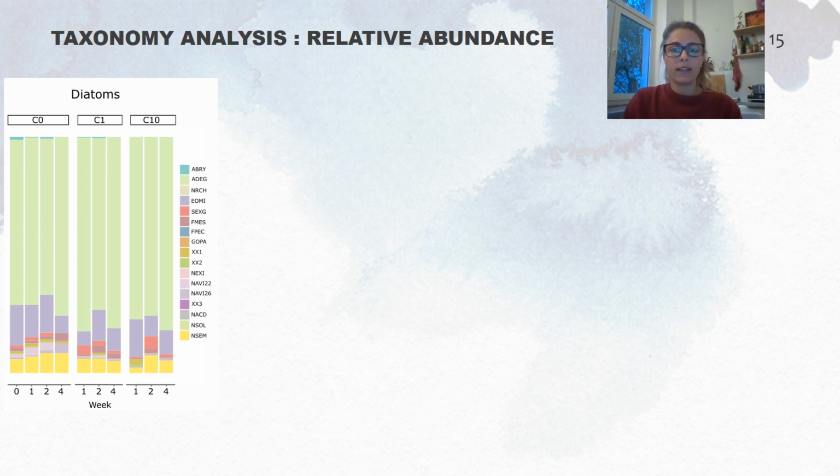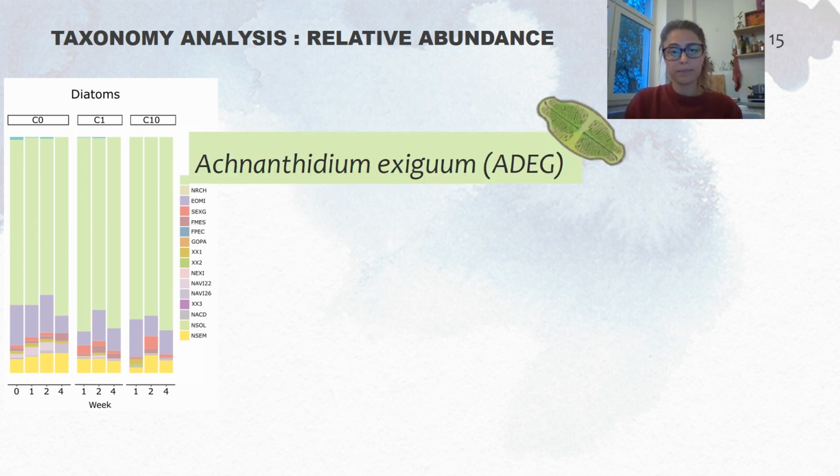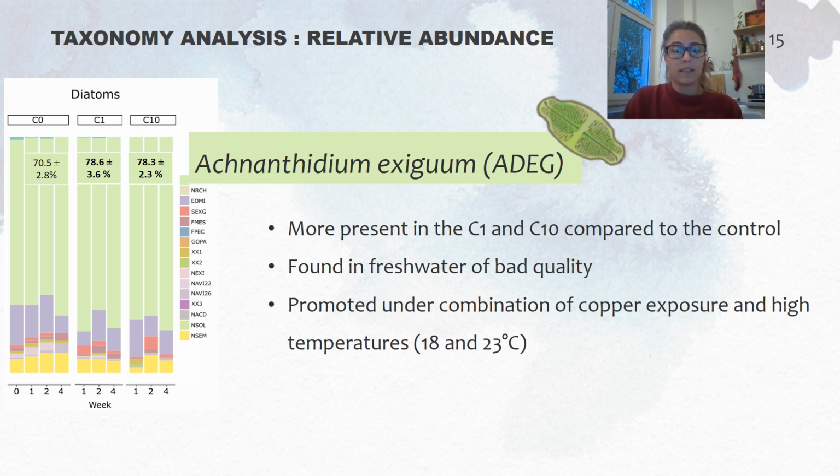So now for the diatoms relative abundance. The dominant species was Achnanthidium exiguum in all conditions, but this diatom was significantly more abundant in the 2 thorium conditions compared to the control. Interestingly, it's known to be found in freshwater of bad quality and to be promoted under combination of copper exposure and high temperatures, which is coherent with our results.